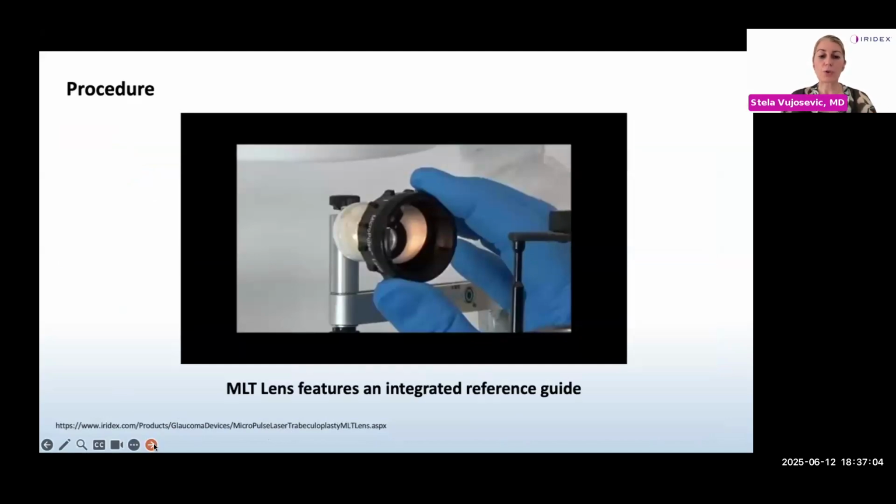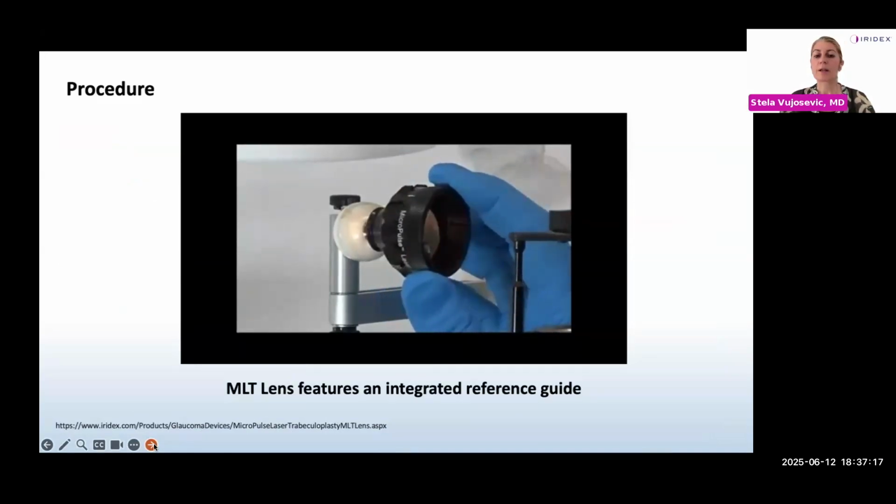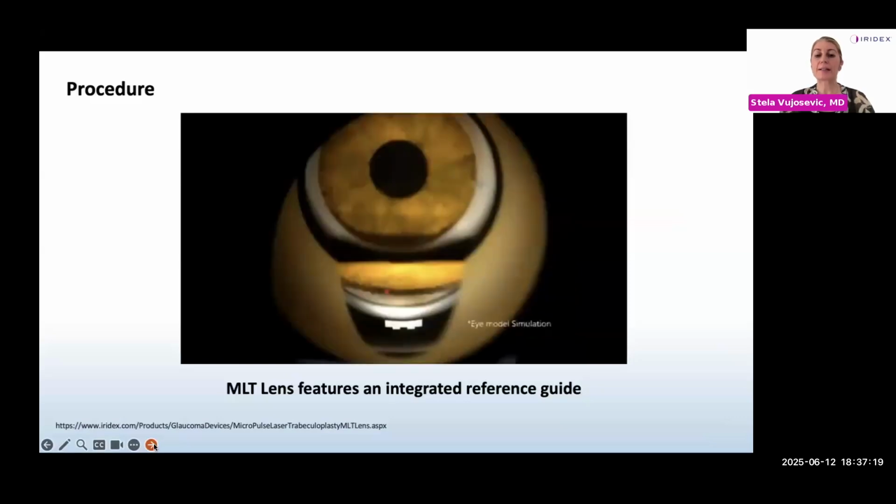So here, let me show you this video. This is the MLT lens.